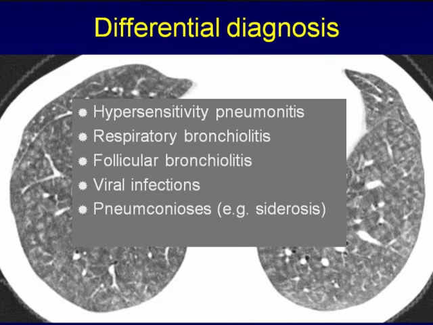And then occasionally pneumoconioses. Usually silicosis and coal workers produce more well-defined nodules. Occasionally they can produce this pattern, but probably the more common one we see is in welders who have siderosis, where it's just deposition of iron adjacent to that bronchiole without a lot of lymphatic drainage or reaction to it.